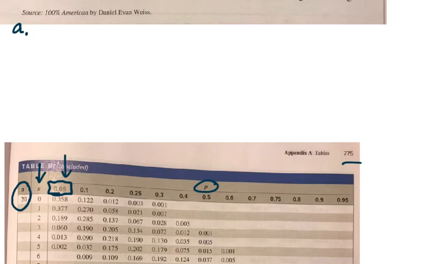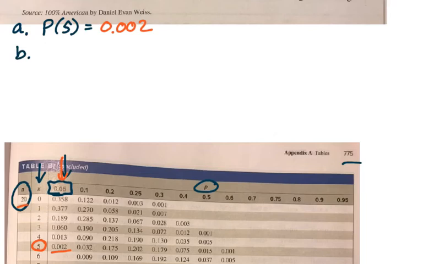In part A, we're just trying to find p of 5. What's the probability that exactly 5 people in the sample are going to be afraid of being alone at night? From the table, we have n equals 20, x equals 5, the correct value for p, and so the reading is 0.002.